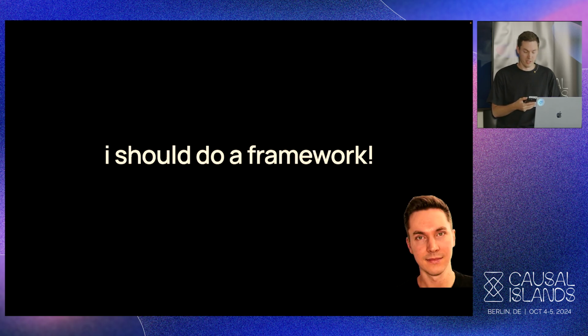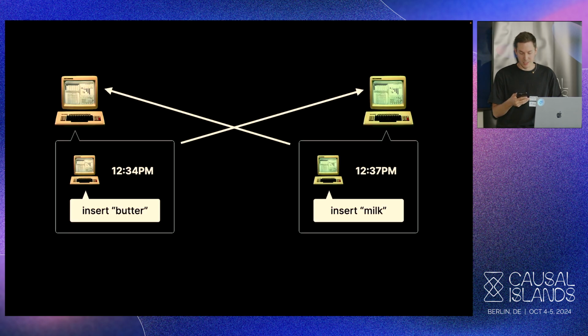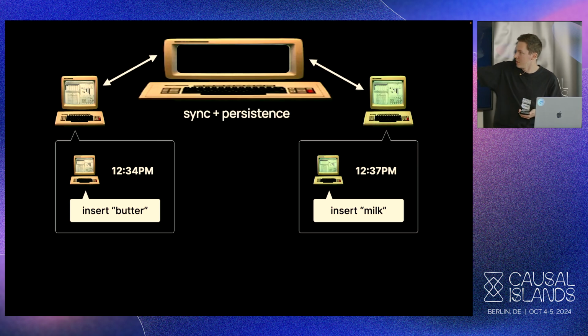When I saw that, I was like, I should do a framework, and that's what Jazz is pretty much. The only other thing I added to that was that, you know, peer-to-peer is kind of cool, but it sucks that we both need to be online at the same time. So why don't we reintroduce a little bit of centralization again, and we just add this really fat machine that does sync and persistence?